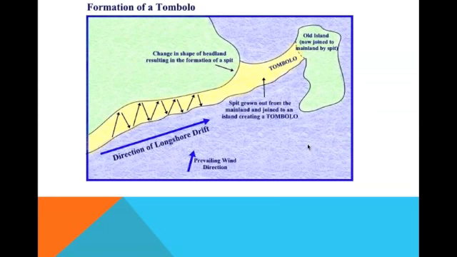So, lastly, let's look at the formation of a tombolo. Again, because of the prevailing wind direction, you've got the longshore drift happening here. And then basically, even though the headland shape changes, the longshore drift direction doesn't, so a spit is formed, and the spit grows out from the mainland and joins an island. And when that happens, you call it a tombolo. So that's the mainland, and that's just an island, so that's another good example.